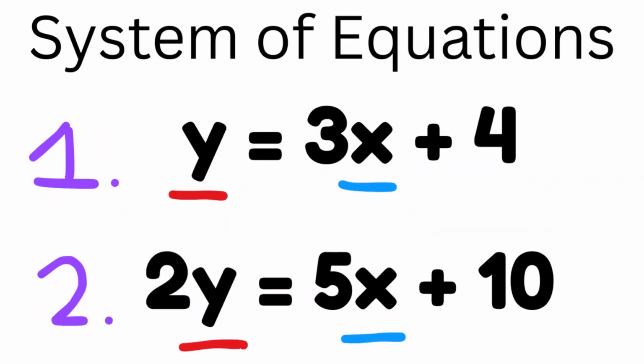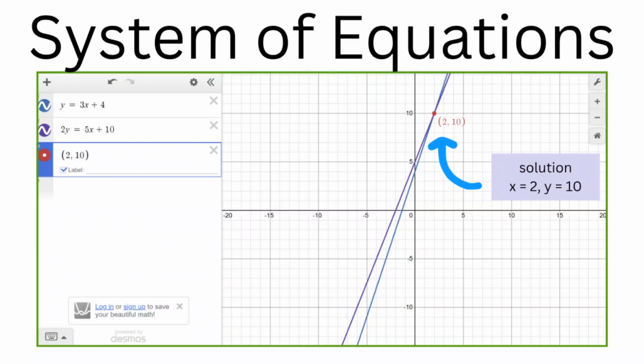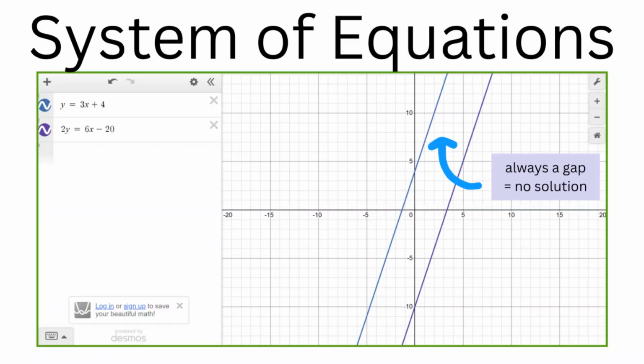Now the next level is a system of equations where you have two equations and each equation has two variables. If you want to solve these equations, plug them both into Desmos, and wherever the two lines intersect is your solution. Sometimes the two lines are going to be parallel, which means that the system of equations has no solution, and other times the two lines are going to overlap, which means that there's infinite solutions to the system of equations. The last thing I'm going to talk about in the algebra section are inequalities.